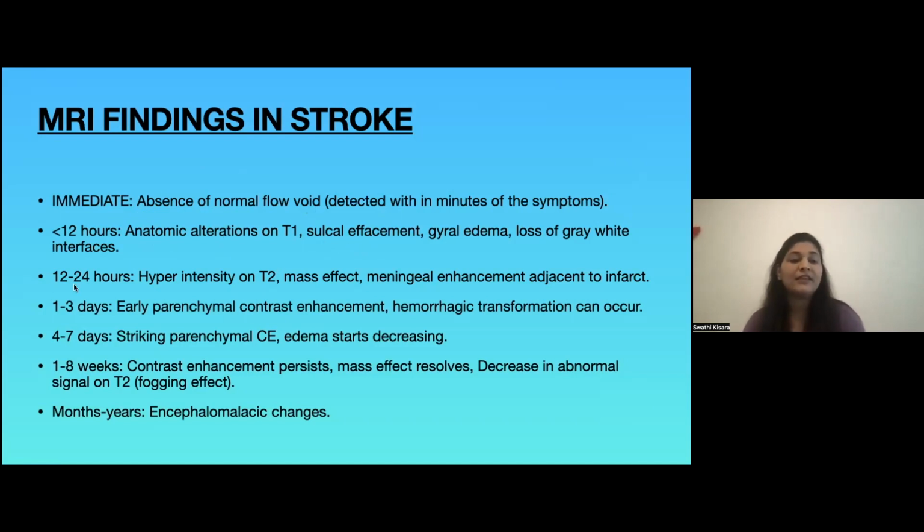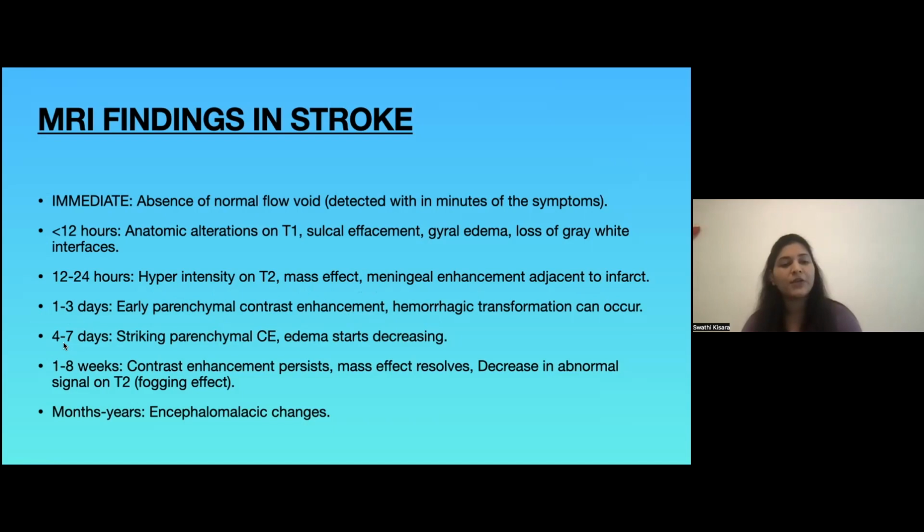And in the acute stage of stroke, that is between 12 to 24 hours, hyperintensities can be detected on T2 weighted images, along with mass effect, and meningeal enhancement can also be seen adjacent to the infarct. In the subacute stage, that is in the early subacute period, between 1 to 3 days, there is early parenchymal contrast enhancement. Hemorrhagic transformation can also occur during this phase, which can be detected on MRI.